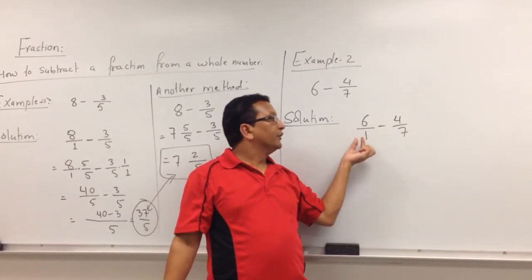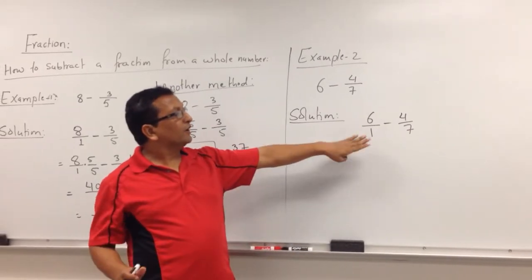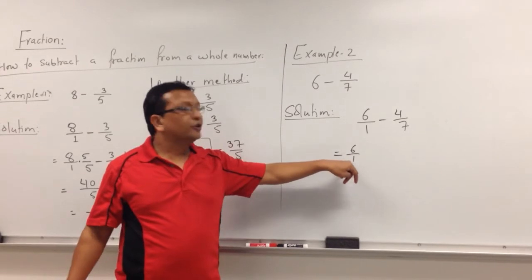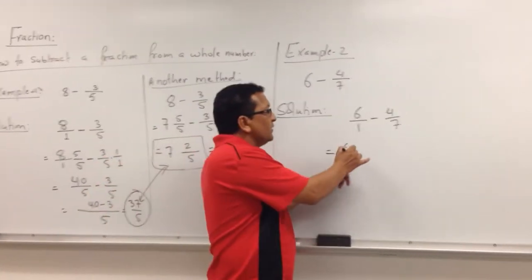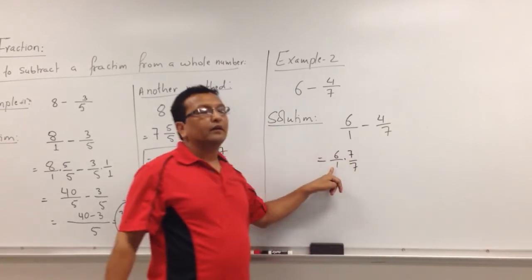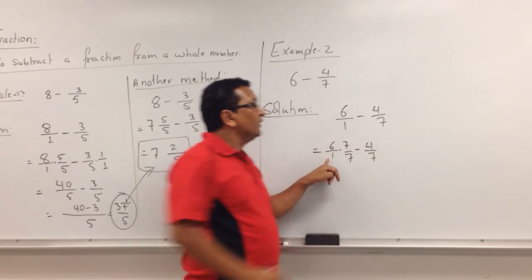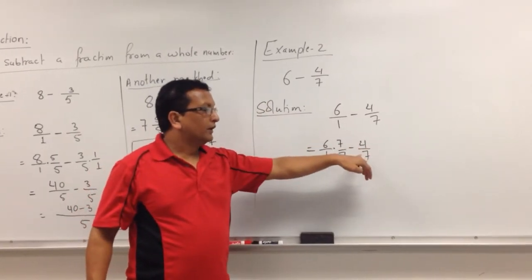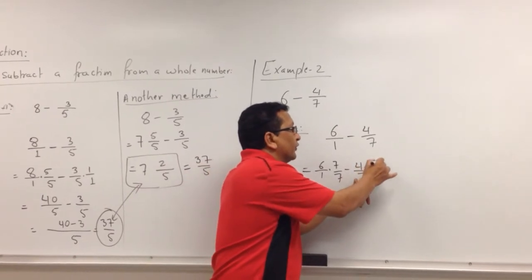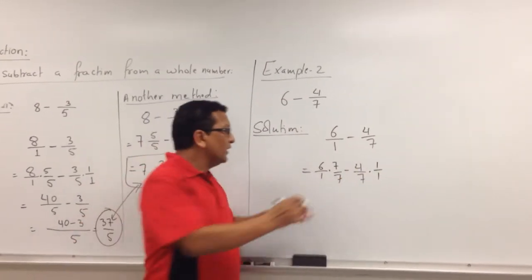The least common multiple of these two denominators is 7. So now we want to make the denominator of both terms 7. For the first term, we have 6 over 1, so to make the denominator 7, we multiply top and bottom of this fraction by 7. For the second term, we have 4 over 7, which already has denominator 7, so we multiply top and bottom by 1 over 1.